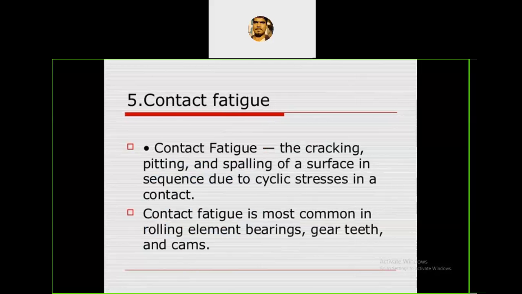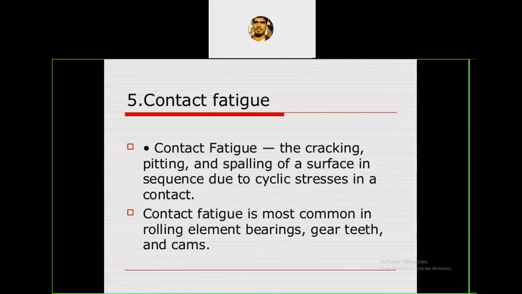Contact fatigue. We know that already. Fatigue load means it's a cyclic load. Fatigue is not impact; impact means sudden. Fatigue means it's a continuous cyclic load. Once it increases, once it decreases, continuously. With respect to time, the load increases, decreases, increases, decreases. That is called fatigue.